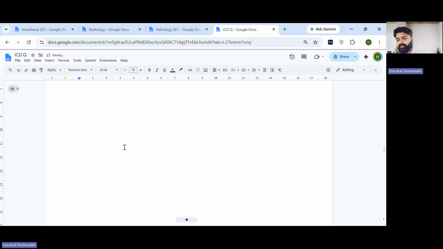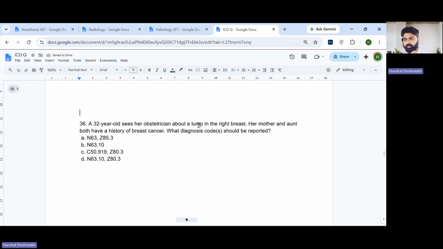A 32-year-old sees a doctor about a lump in her right breast. Her mother and aunt both have a history of breast cancer. What diagnosis code should be reported? There you go. This is your next question.